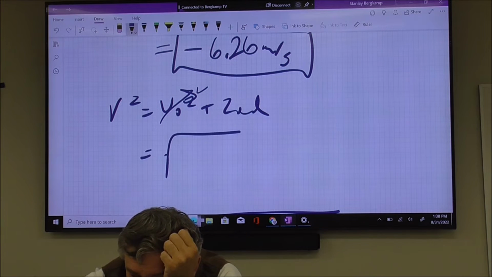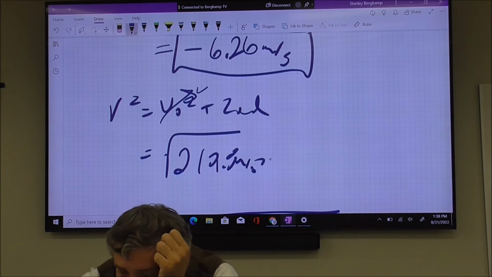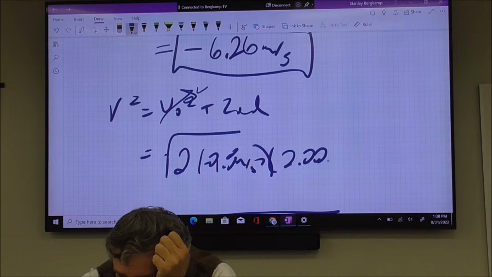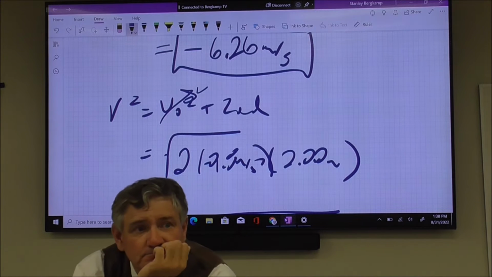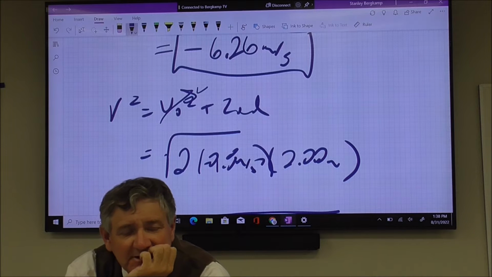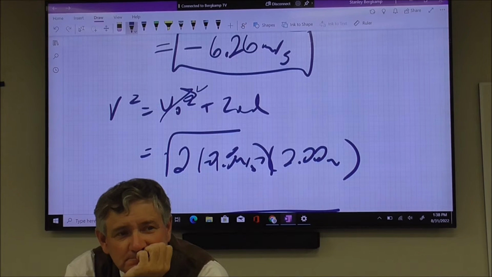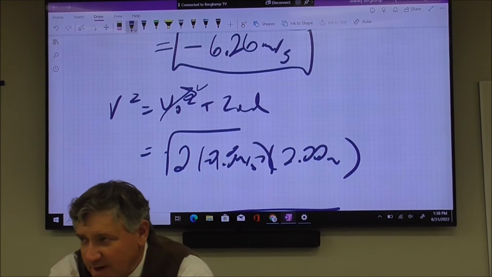So I got 2 times 9.8 meters per second squared. I know that's negative, times 2 meters. Pop, you shake your head no. Why? Because I'm going to have negative underneath the radical.